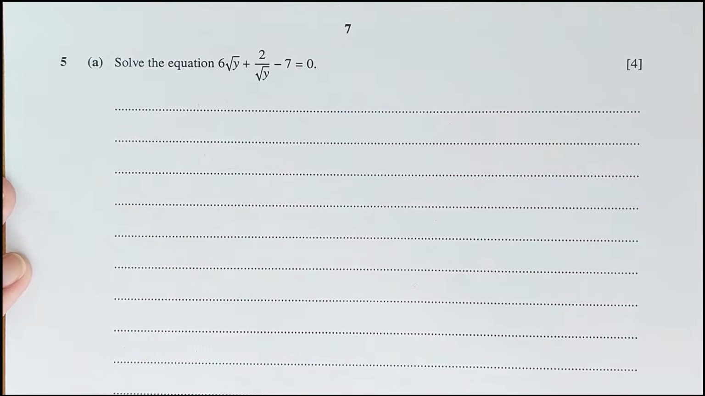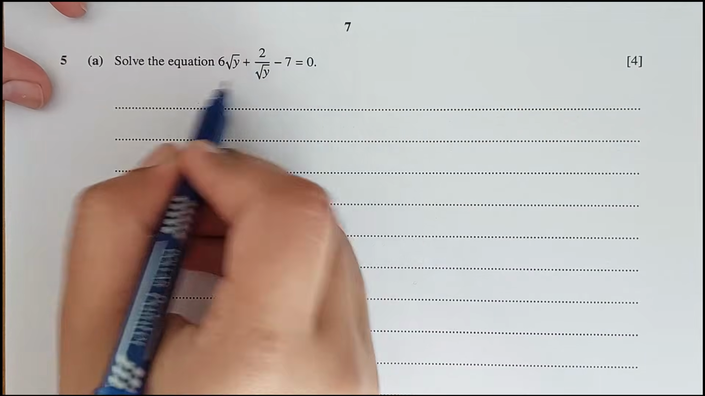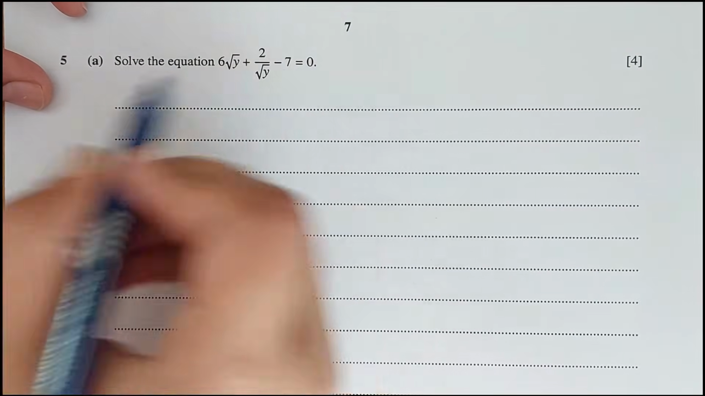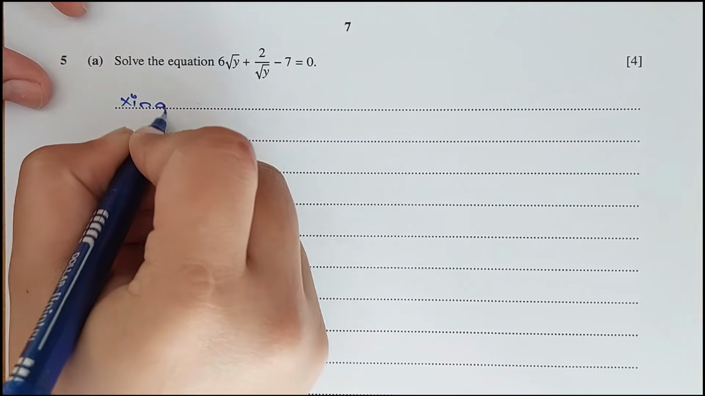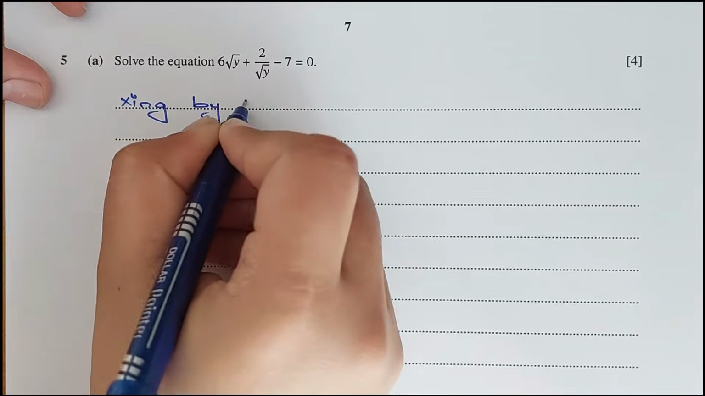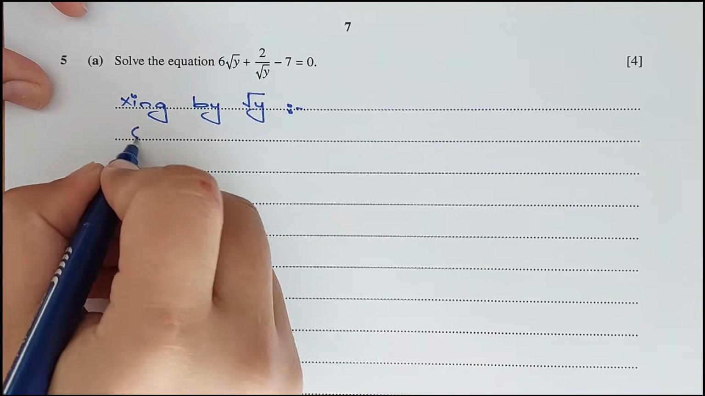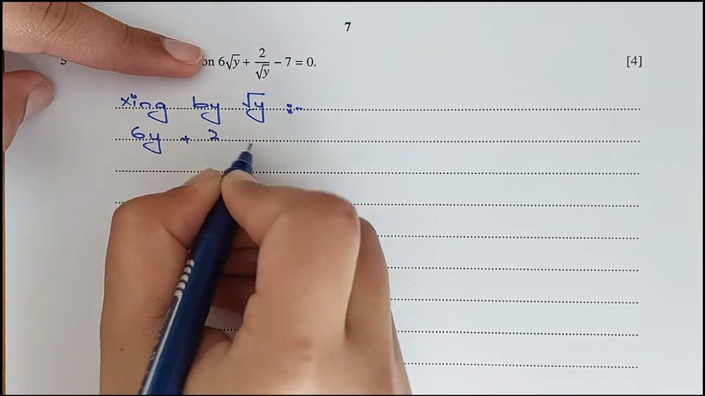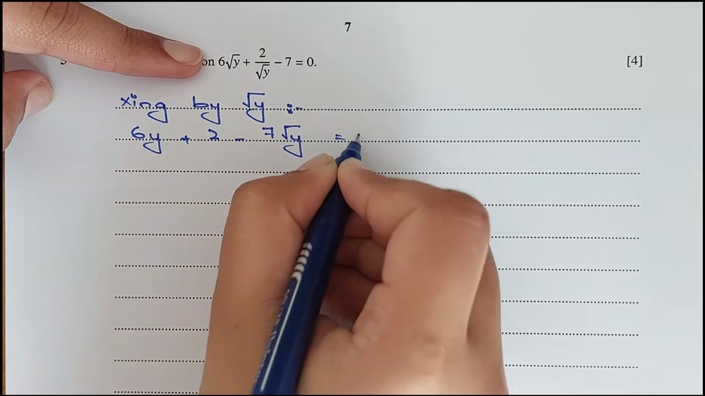Question number 5, part A, solve the equation. So to solve this equation, we have to multiply throughout the equation by square root of y. Multiplying both sides by square root of y. So 6 square root of y times square root of y is just y, plus 2 minus 7 square root of y, which is equal to 0.